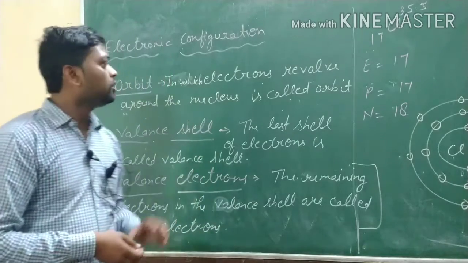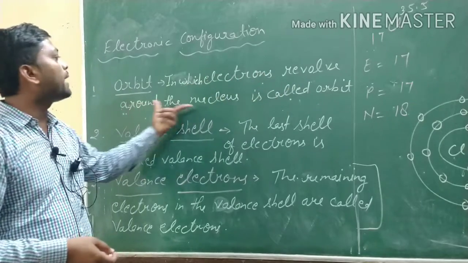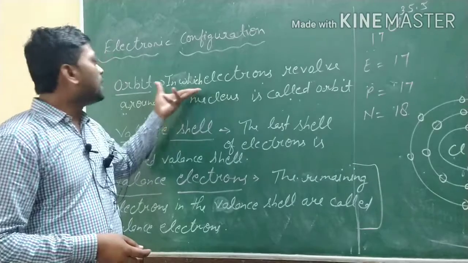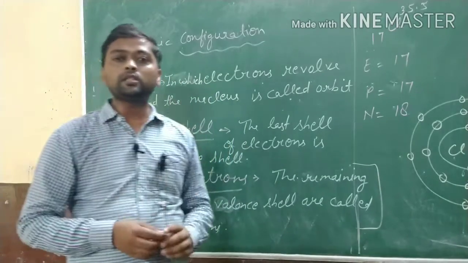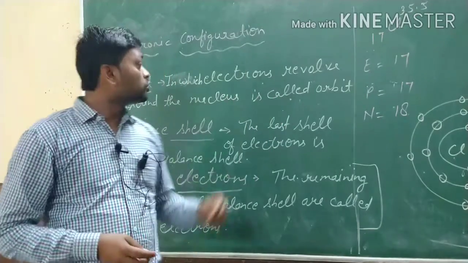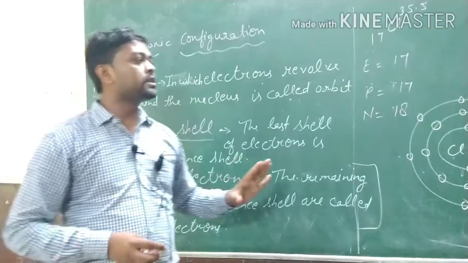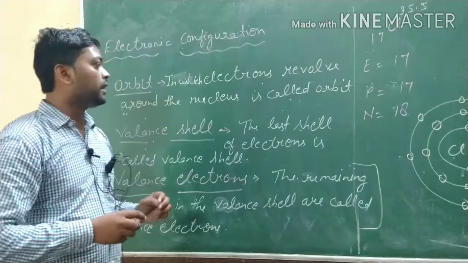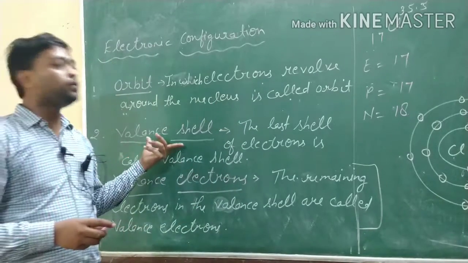What is orbit or cell? Orbit is that in which electrons revolve around the nucleus. वो electrons यानी means electrons which revolve around the nucleus is called orbit. So what is nucleus? Nucleus is that around which the electrons revolve. I will tell you next time what is nucleus. Just wait.